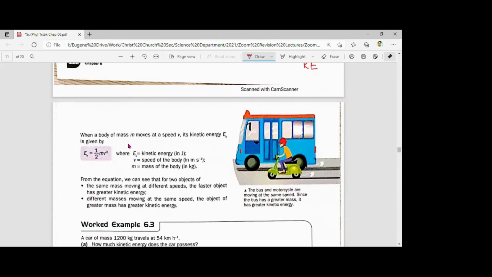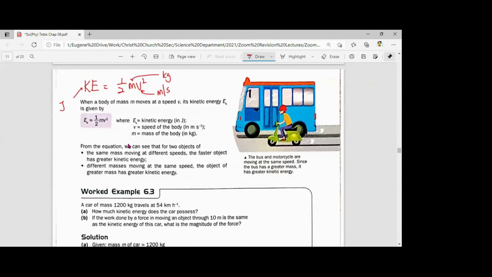So the question is how to calculate KE. I think by now you're more or less quite familiar already. You can see here they put EK, but I think most of you will normally write KE equals to half mv squared. Do take note of the square here. V represents velocity, or the speed of the body. The units must be in meters per second. The mass here must be in kilograms. Units are important because if you put in the wrong units, you will not have the correct value for the kinetic energy. The unit for kinetic energy is joules. Knowing the units is very important.